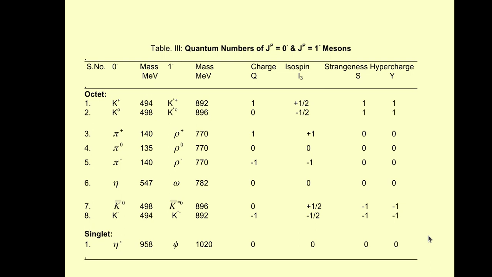We have K plus, K0. Then we have pi plus, pi 0, pi minus. Of course, historically, pions were observed before and were also proposed before. And then we have K0 bar and K minus, and of course, a single state eta. Why have I grouped them in this way? Of course, first of all, these 8 particles form together because all of these particles have spin 0 and minus parity. So they come in one set.